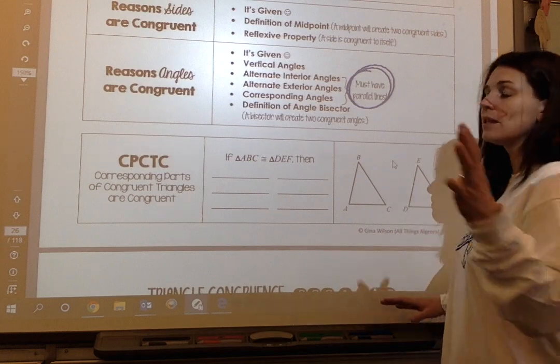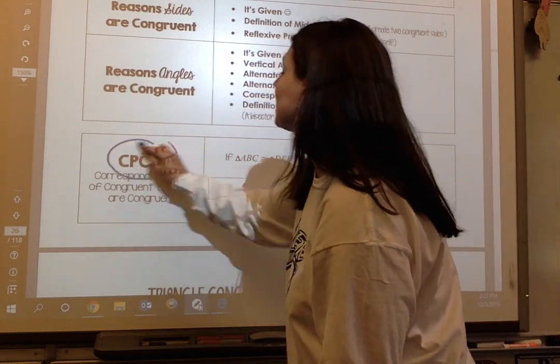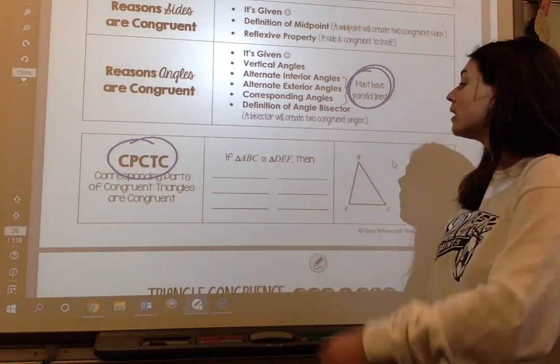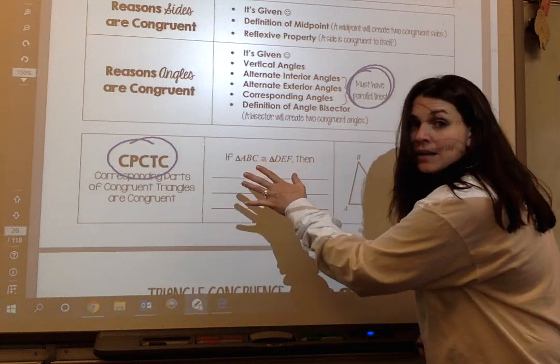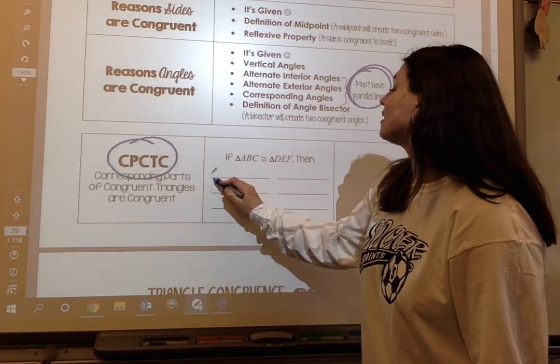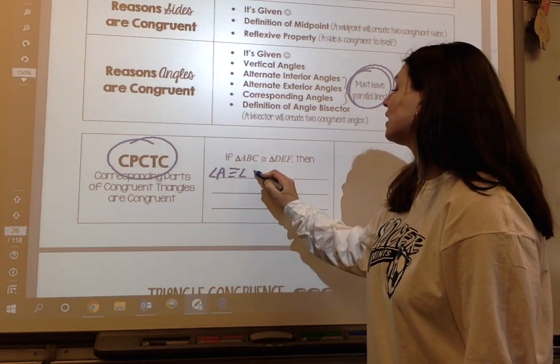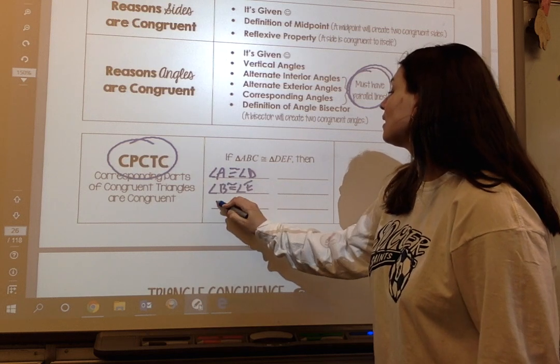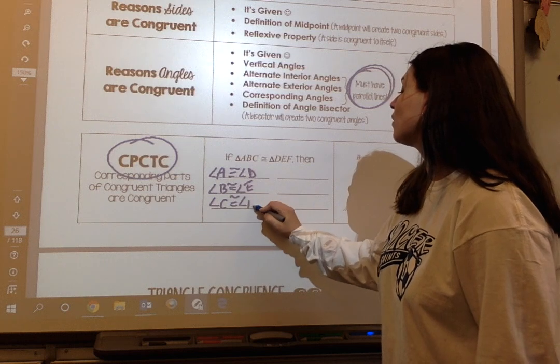And remember, this is the big one. This is your big daddy statement. CPCTC, corresponding parts of congruent triangles are congruent. Because of this statement, look at all the information I can say. I can say angle A is congruent to angle D. I can say angle B is congruent to angle E. And I can say that angle C is congruent to angle F.